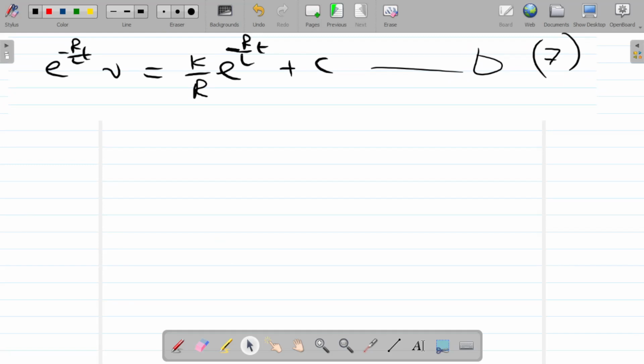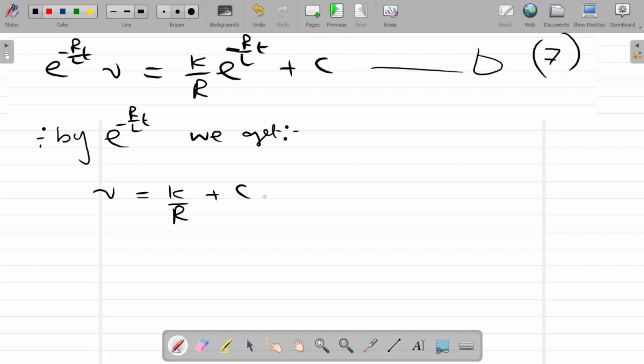Right, so dividing throughout by e to the minus r over L t, we get v equal to k over r plus c e, this time to the r over L t. It's akin to actually multiplying both sides of the equation by e to the r over L t. So these two cancel, this cancels with this, and hence we get the equation that we're going to label equation 8.